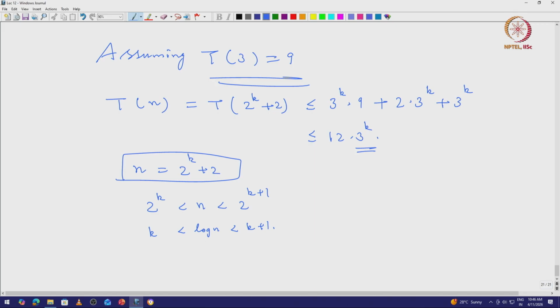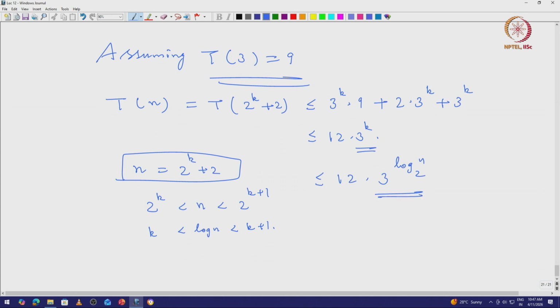Therefore, you clearly see k is less than log n. Therefore, this is less than or equal to, since k is less than log n, 12 times 3 power log n to the base 2. T of n I am expressing as a function of n.